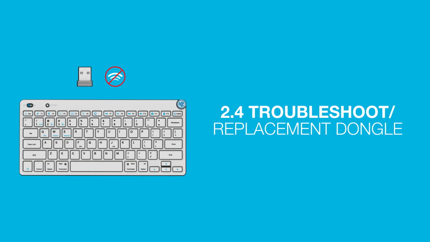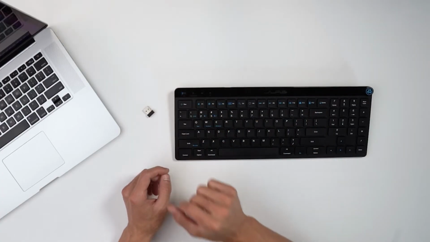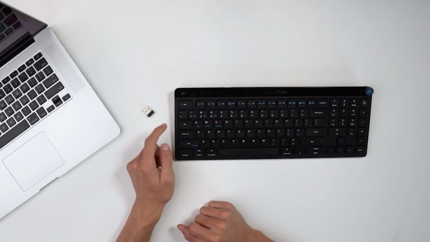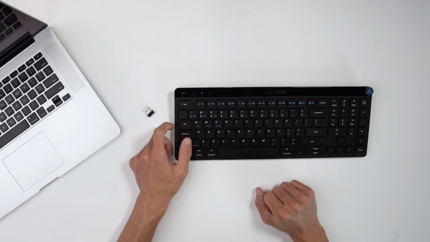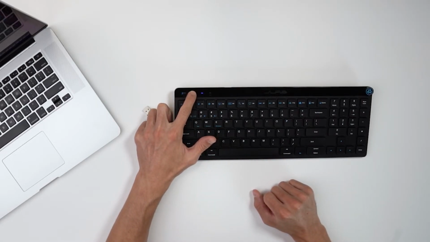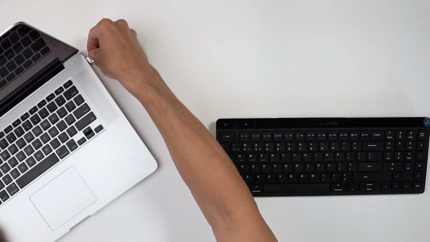Troubleshooting the 2.4 dongle. First, remove the dongle. Make sure your device is in 2.4 mode by pressing Function and the number 1 key. Press and hold the connect button until the purple light flashes. Then reinstall the dongle.